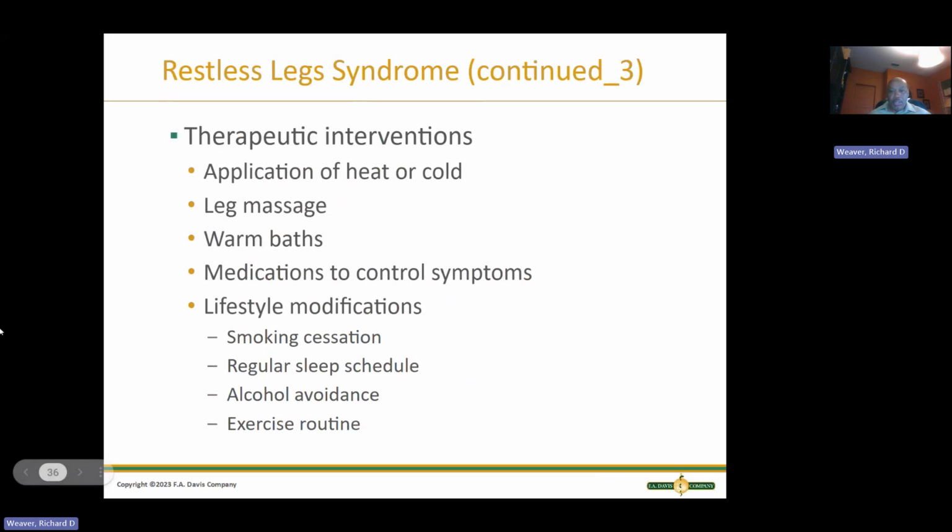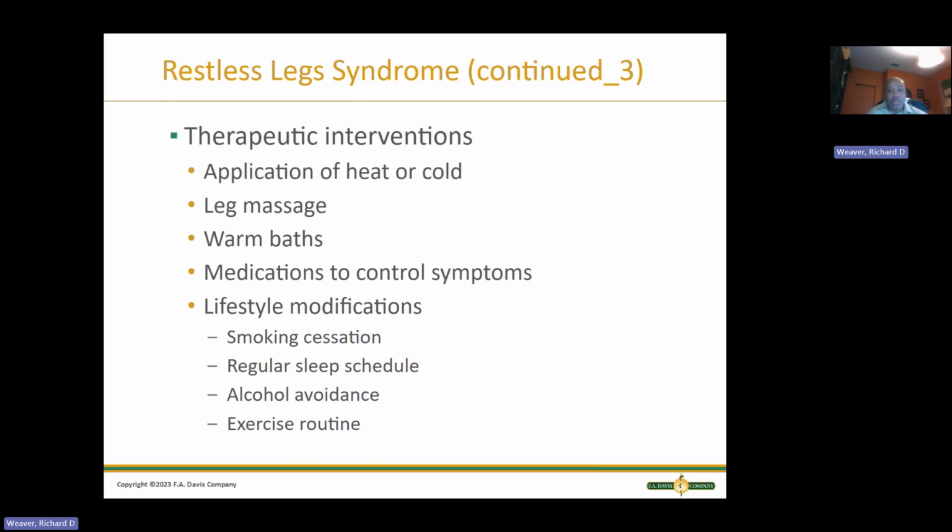As far as therapeutic interventions, application of heat and cold, as supportive care, may be helpful. Massaging the legs, be careful about that, especially if they have a condition where they're immobile and they may have developed blood clots in their lower limbs, or DVTs, deep vein thrombosis. Then, of course, you're massaging the lower limbs and it can actually cause the blood clot to break off and travel towards some of your vital organs. Warm baths may be helpful.